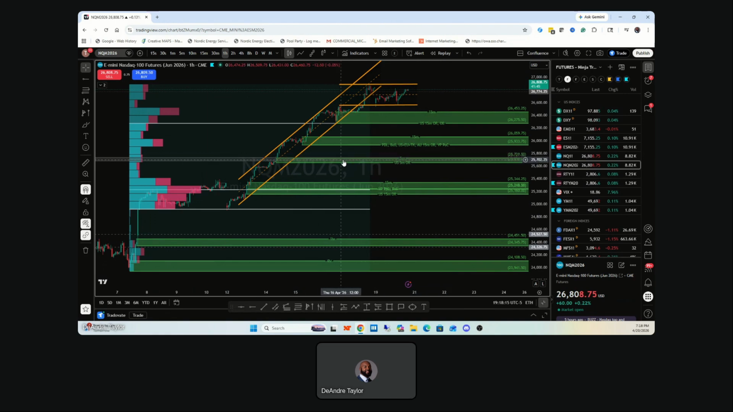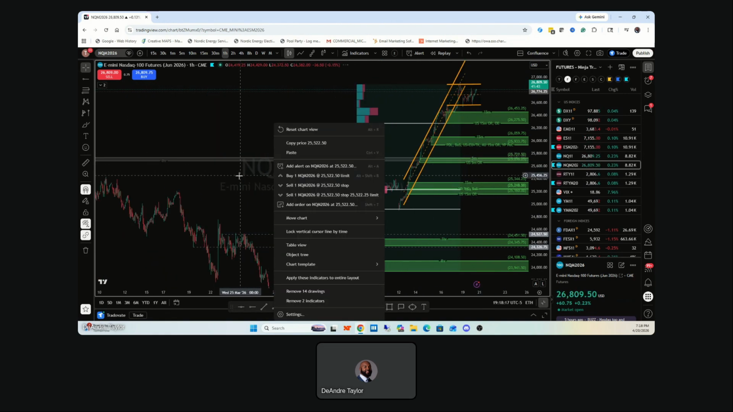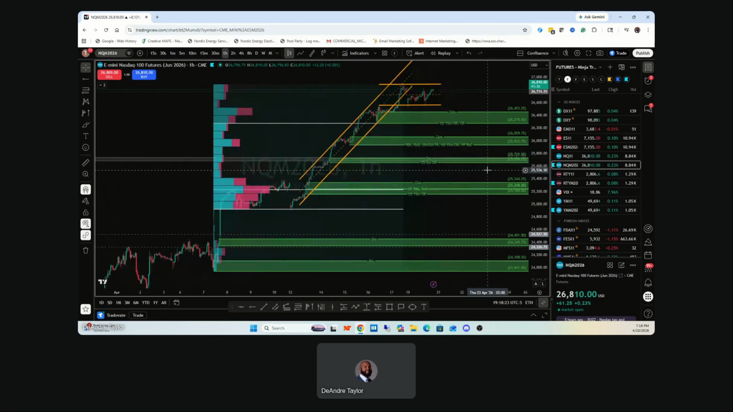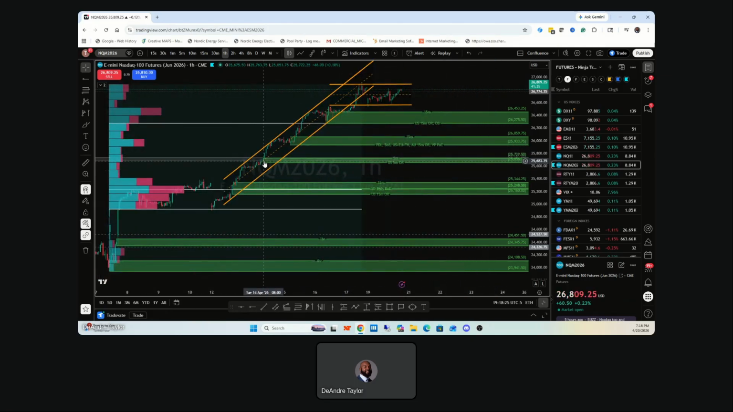This zone is important because it broke a 4-hour supply zone that held for quite a while. So this was a pretty strong area to break this former supply zone. Hence me putting some respect on its name. All right.